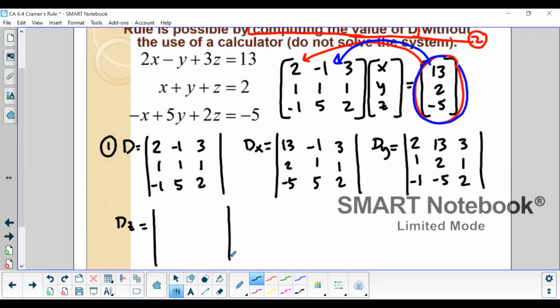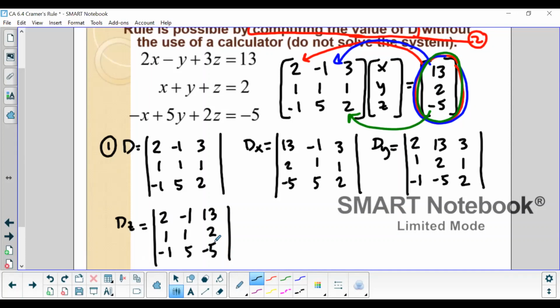Okay, so I hope you came up with this. You use the original coefficient matrix, not your dx or your dy version. You take the constants and now you replace the third column with them. So the first column stays the same, second column stays the same, and the third column is now your constants. And that's all we needed to do for the first part of the problem, is just set those up.